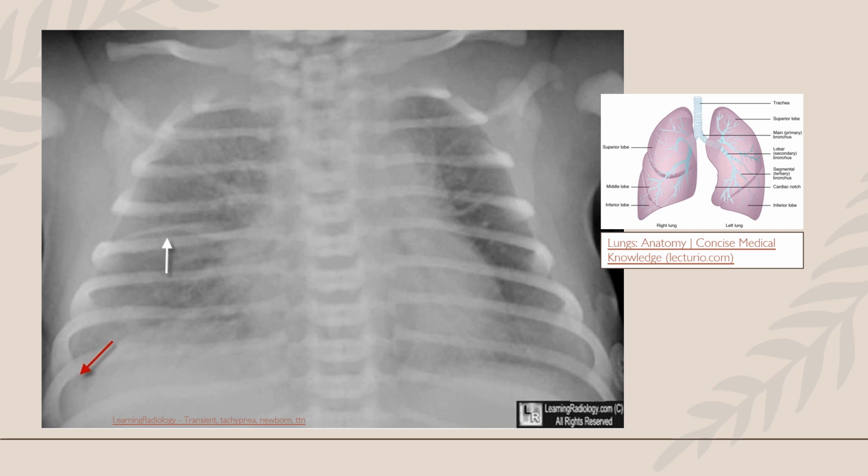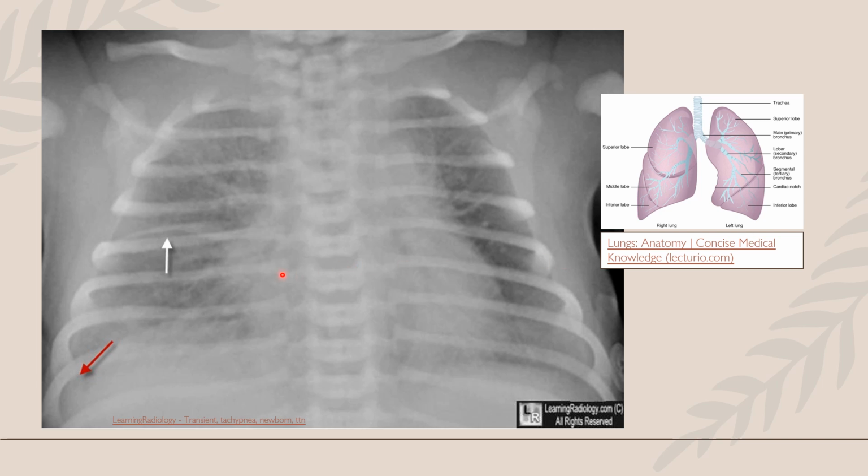Okay, here we have an X-ray that's pretty classic for TTN. A few things to point out in this X-ray is one, that it's actually a really good X-ray. We have the clavicles that are symmetrical. Each side of the lungs looks symmetrical. One side doesn't look longer than the other.